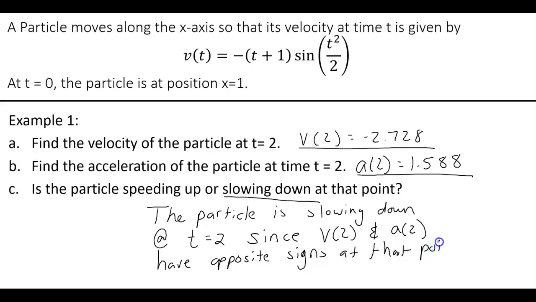Now, just so you guys know, typically, I've made this look like it's 3 questions, but it's really not. This is typically 1 question. The question is usually, is the particle speeding up or slowing down at t equals 2? So you need to know when you see that, oh, then I need to find the velocity and the acceleration at that point. And then I compare them, all right?